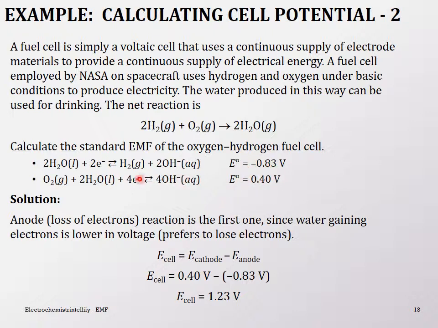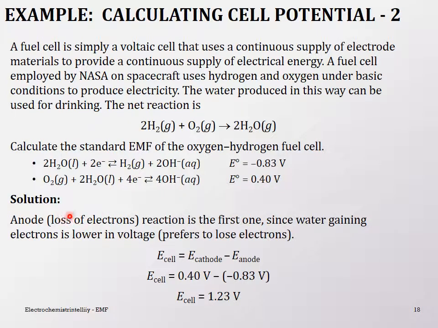Here is the reduction for gaining 2 electrons to form hydrogen. And if oxygen and water gain 4 electrons, this is what you get, and these are the E naught values, or the standard electrode values for this.